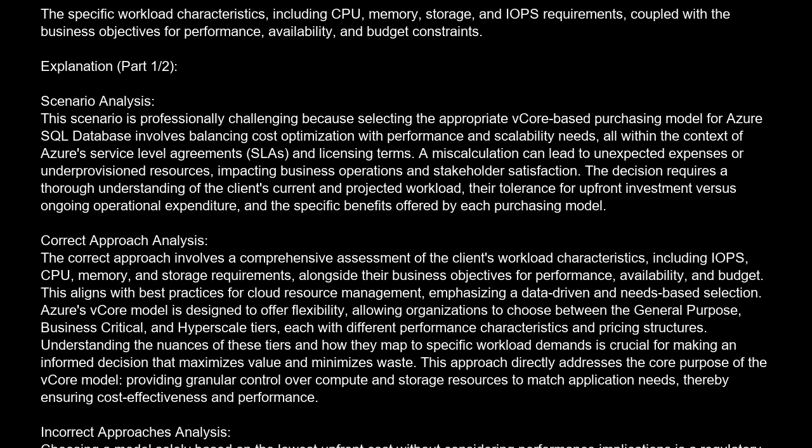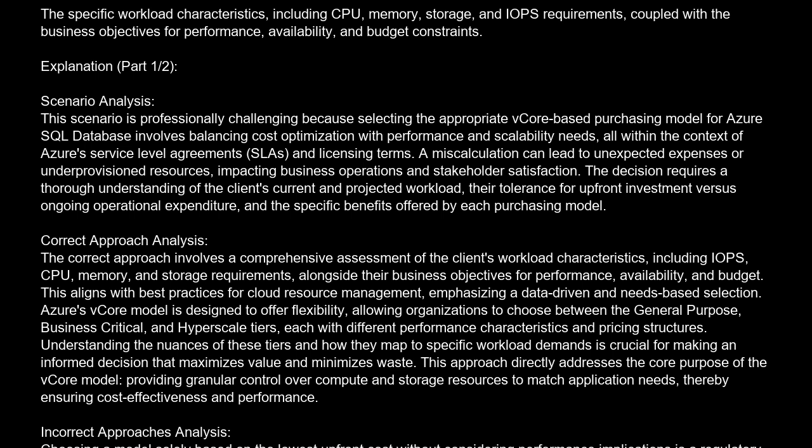A miscalculation can lead to unexpected expenses or under-provisioned resources, impacting business operations and stakeholder satisfaction. The decision requires a thorough understanding of the client's current and projected workload, their tolerance for upfront investment versus ongoing operational expenditure, and the specific benefits offered by each purchasing model.